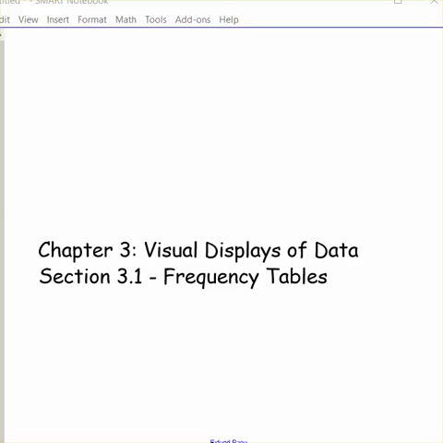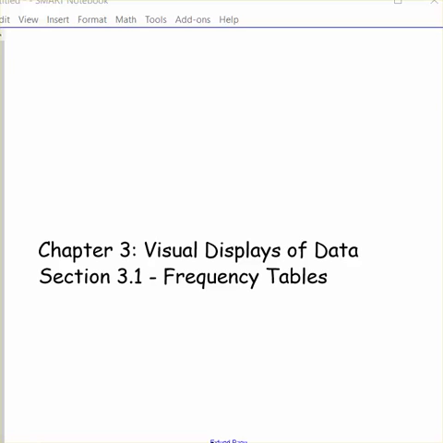Well, welcome back. This is the beginning of Chapter 3, which is on visual displays of data. And we'll be talking about one big concept from Section 3.1, which is frequency tables. I think you're going to find that frequency tables are very understandable, and you should feel very comfortable with this once you've finished reading through your material in this chapter.